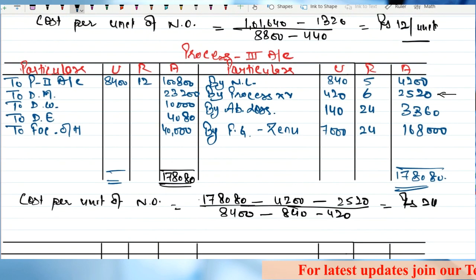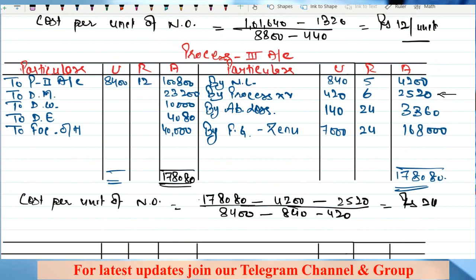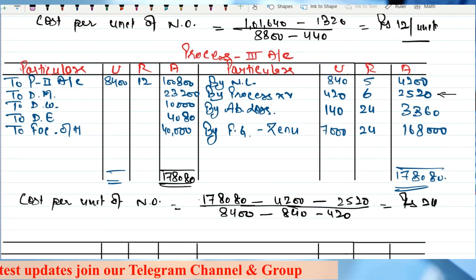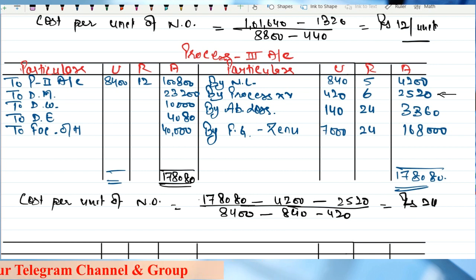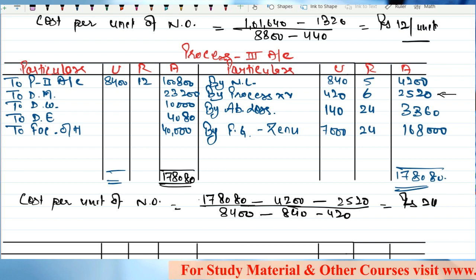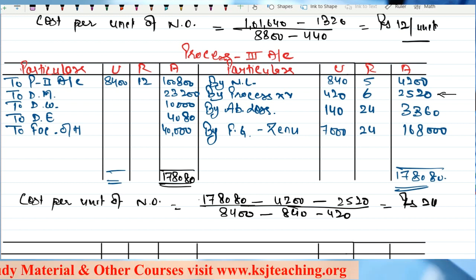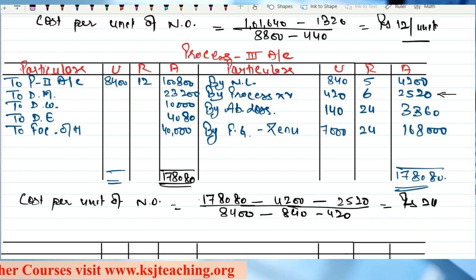Right? So this is how you have to prepare, this is how you have to calculate the NRV, okay? Net realizable value of 6 rupees. That is the expected selling price minus the further processing cost minus selling and distribution expenses. That will give you the NRV, and the byproduct is to be taken at the NRV. And while calculating the cost per unit of normal output, we have to subtract the normal loss also, and we have to subtract the process XY also.